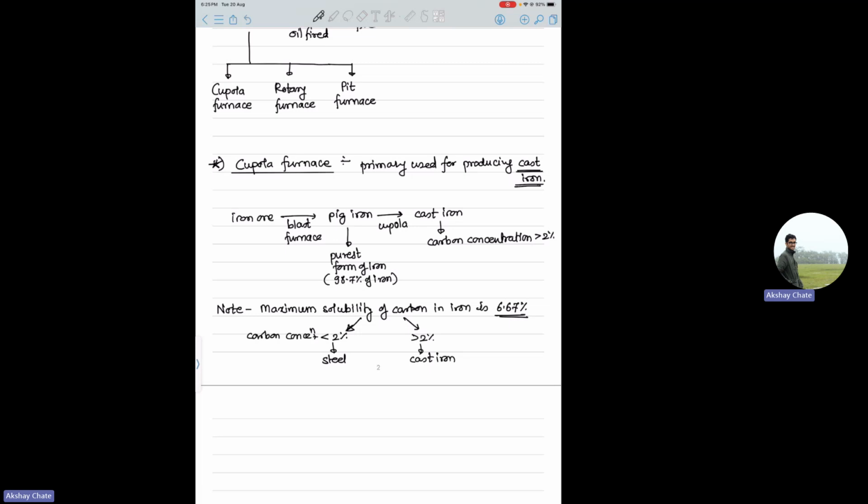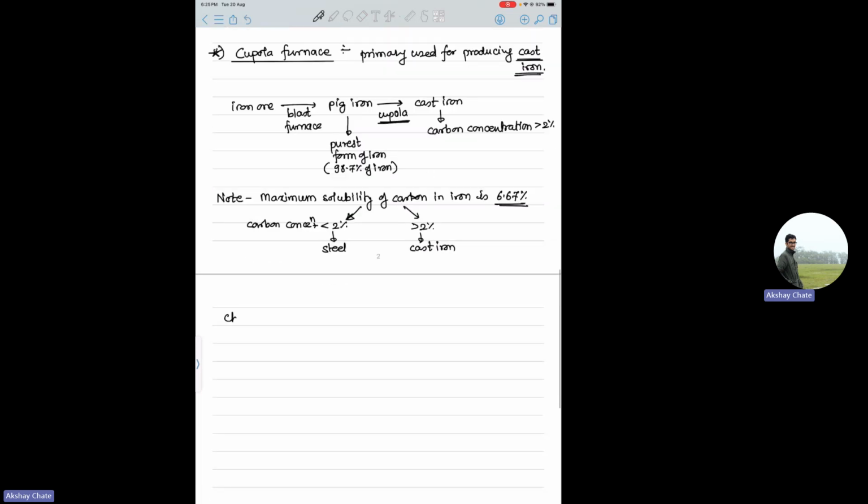But then in cupola, we have something called charge. So charge in a cupola furnace is nothing but a mixture. It's a mixture of pig iron plus flux plus coke. It's a layered mixture, and flux is most of the time limestone, etc.